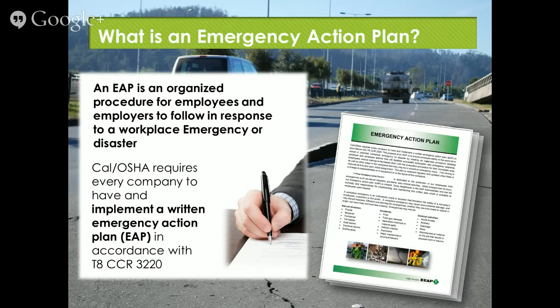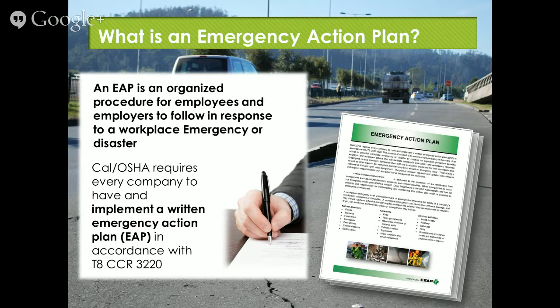Okay, first here, the EAP is an organized procedure for employees and employers to follow in response to a workplace emergency or disaster. In a nutshell, this is a program that'll tell you what you need to do when all the crap hits the fan. When things go awry, this is what we're going to do. This is going to ensure that all of your employees are evacuated in a safe and orderly manner, and that we can avoid loss of life and property. So Cal OSHA requires that every company have and implement a written emergency action plan.